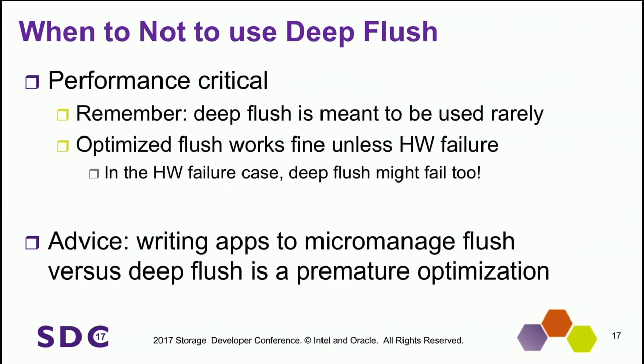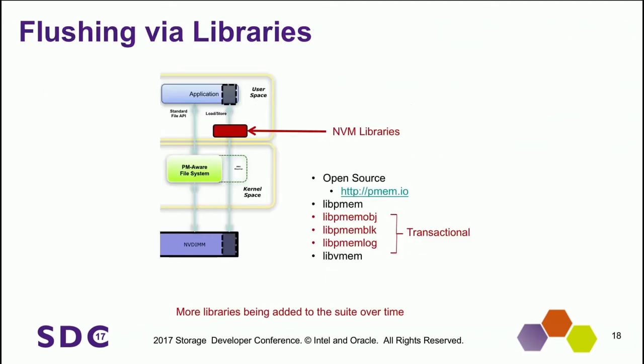When not to use deep flush, well, if it's performance critical, deep flush really isn't for you. Optimized flush will work fine as long as there's no hardware failure, and if there are hardware failures, you probably have other kinds of recovery you have to do anyway. So my advice is, don't micromanage flush versus deep flush. It's a premature optimization until you have proven that you have to.